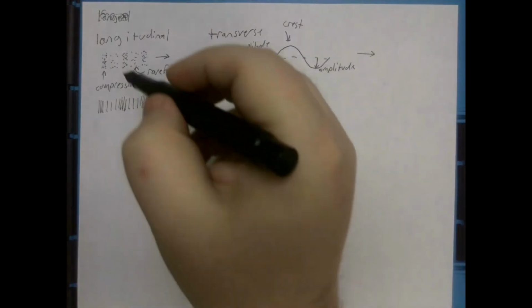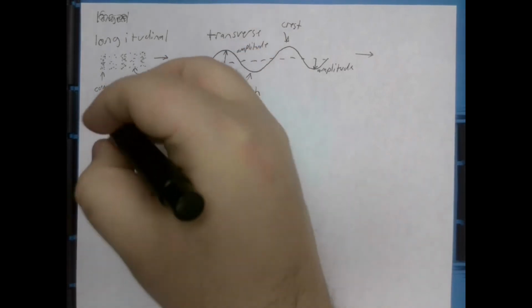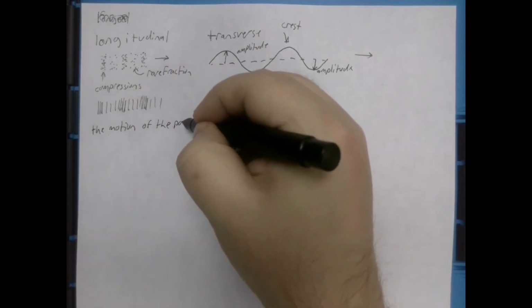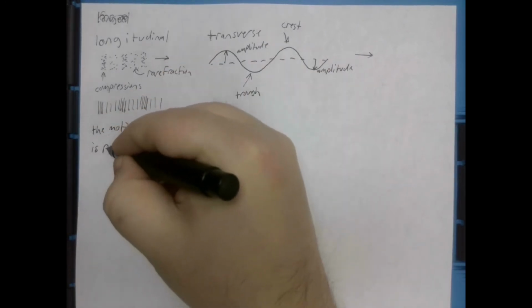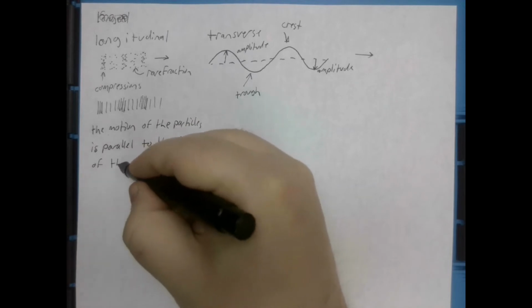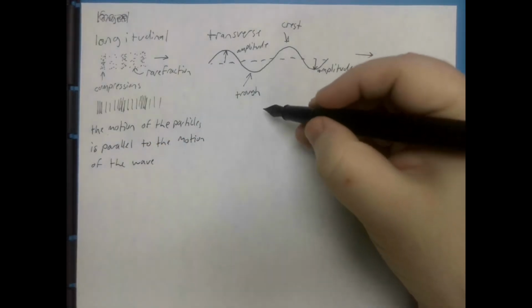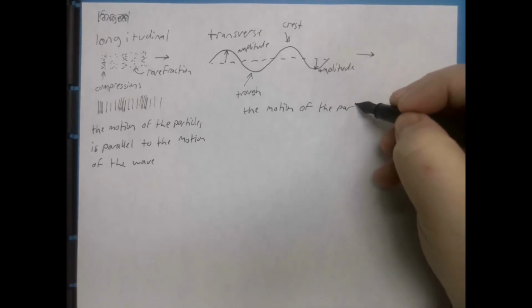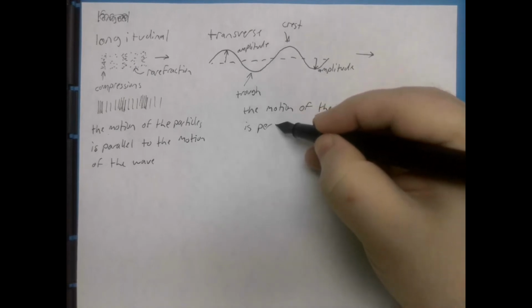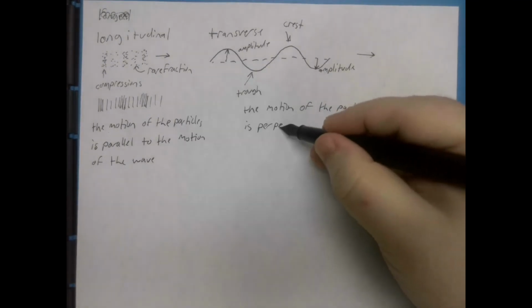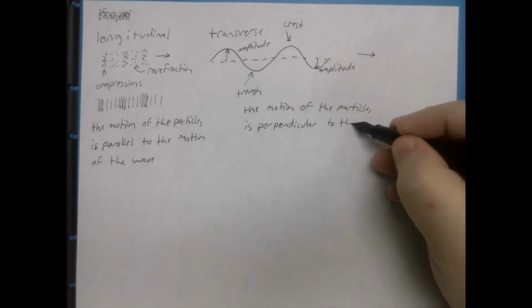The thing about these two waves, where they mostly differ is how the particles are moving. So in a longitudinal, the motion of the particles is parallel to the motion of the wave. In transverse, it's the opposite, it's perpendicular. The motion of the particles is perpendicular to the motion of the wave.